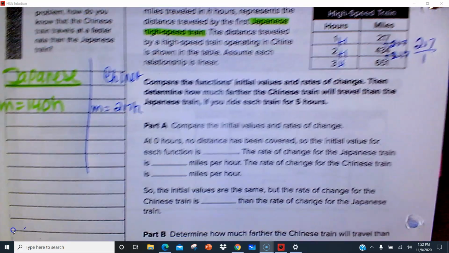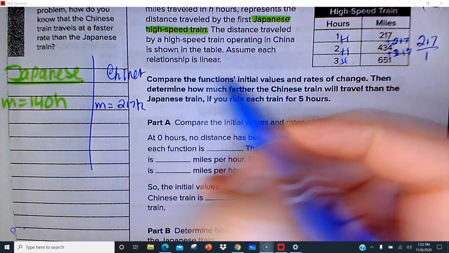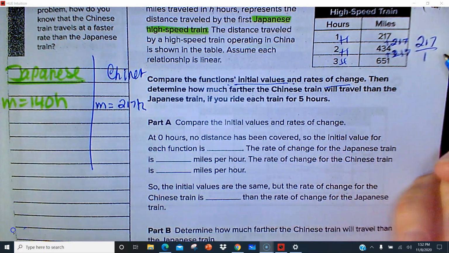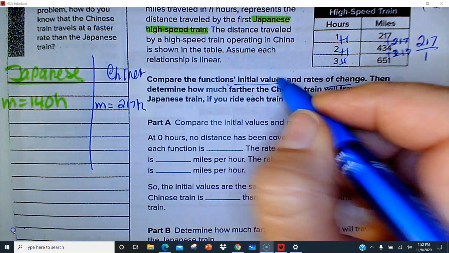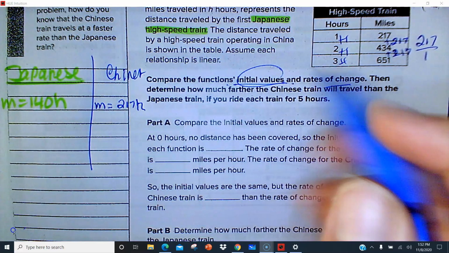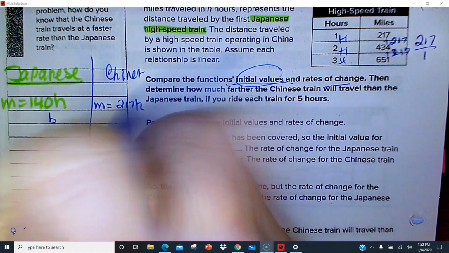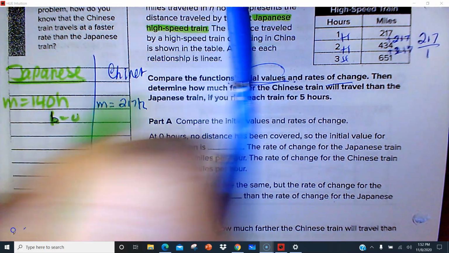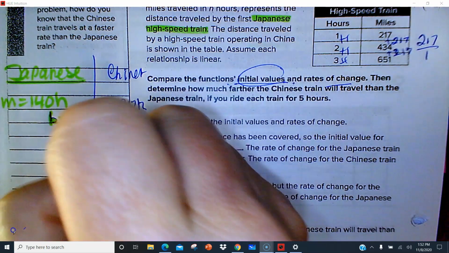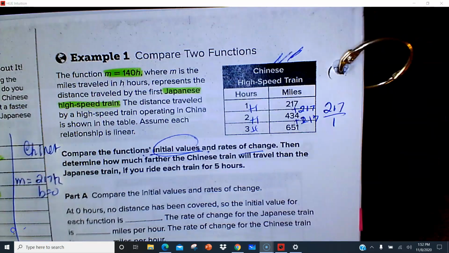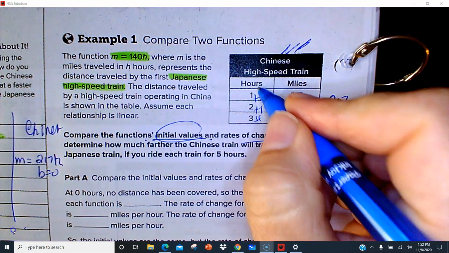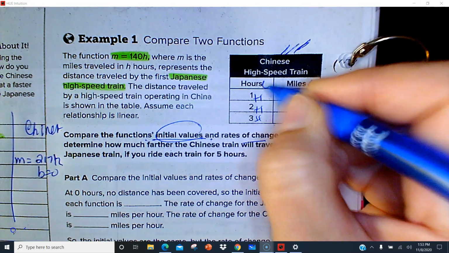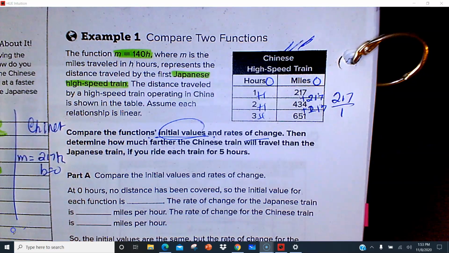All right, hopefully you found that. Okay, so compare the functions, the initial values, and rate of change. Now let's go. Initial value. What's my b going to be? Well, here my b. Whoops, wrong color. My b is 0 because there is no 0 here, as well as there is no 0 here. So if I'm not moving, how can I go fast, right? By the same token, I could subtract 217, and I'd have 0, 0. So I have no b. So my b is at 0.